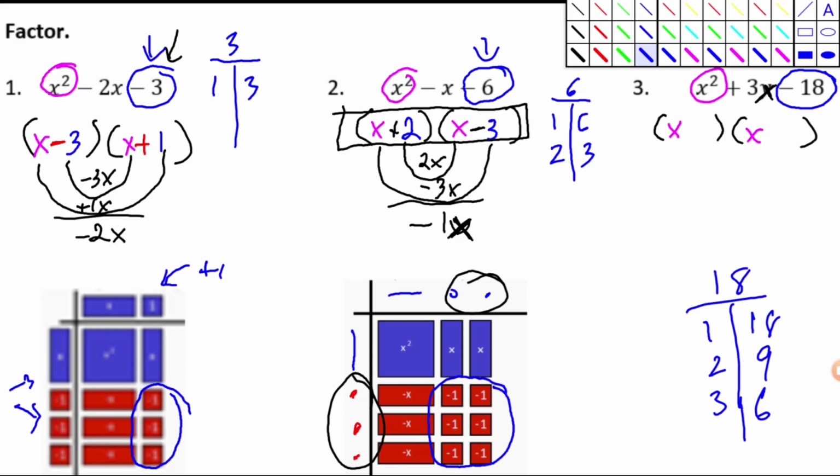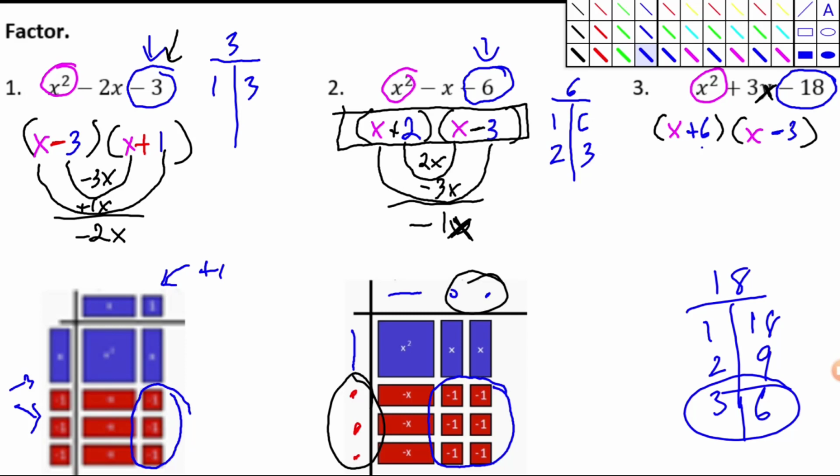All right, so which one of those would give me, oh, it looks like to make that +3, I should use the 6 and the 3. Now, I need to make a 3, and I want that to be a +3. So that means I'm going to make the 6 a positive and this one a negative.